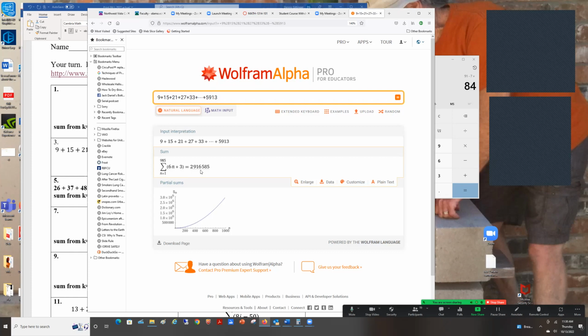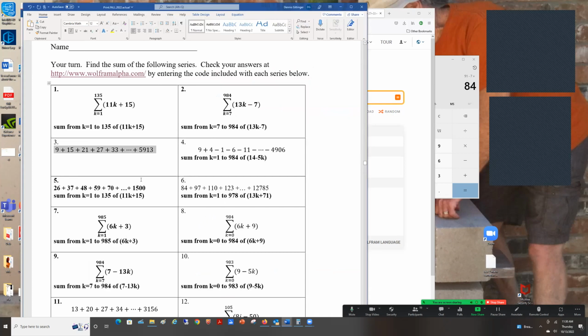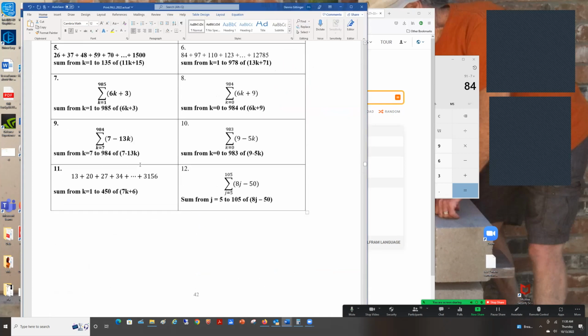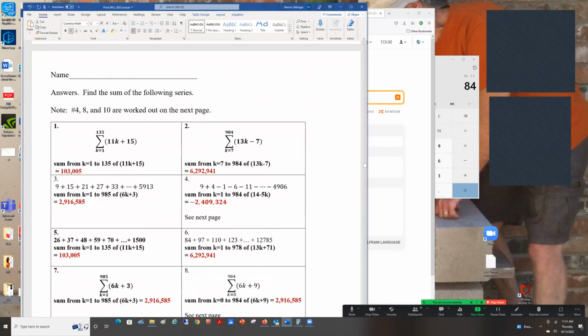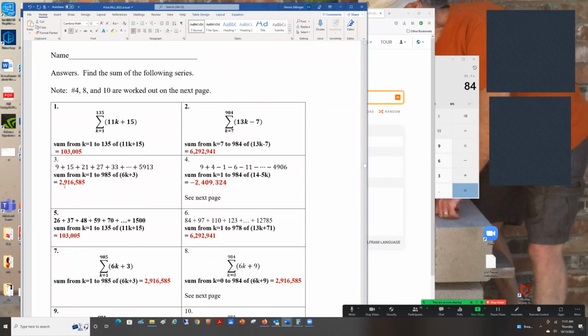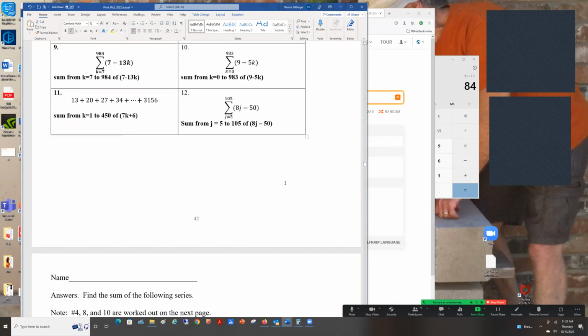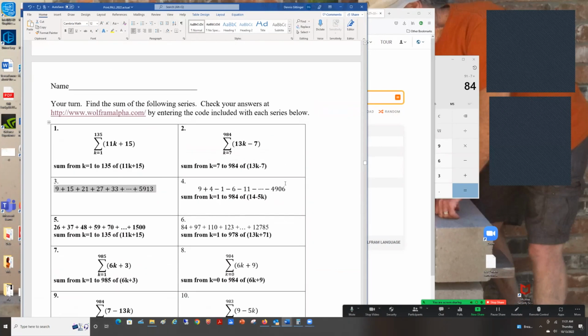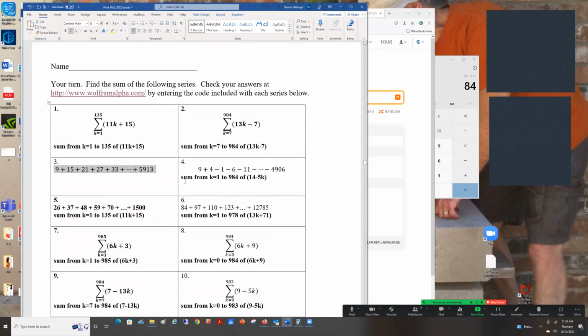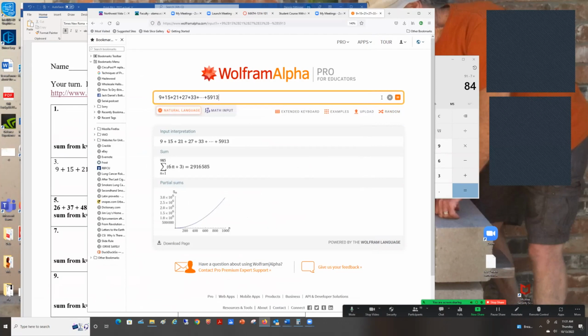So that's 2,916,585. And it's important to look at what the answers are. There it is, 2,916,585. So what I want you to do for the rest of the class period is work some problems on page 42, but to really do the most good, get really good at using Wolfram Alpha.